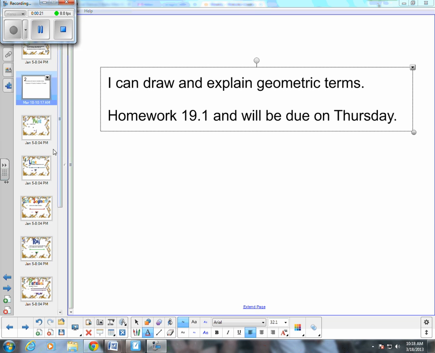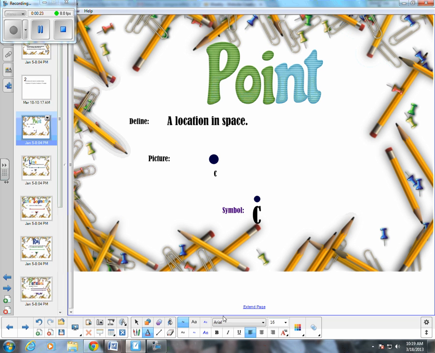So to start off, the first geometric term is a point. Now a point is a location in space, and so basically it looks like a period. If you are going to be making a symbol for it, you usually have a letter and then a point above it to show that that is a point. I'll explain it a little bit better when we get into lines and line segments, but a point is something that you use with lines, line segments, and rays.